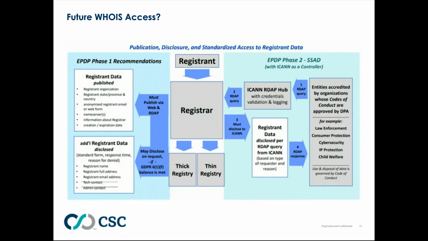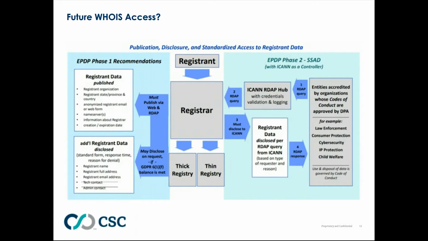So when we talk about this SSAD model, this standardized access and disclosure, what is the model that is being discussed? Well, I know we've shown this diagram before, and unfortunately it doesn't get any less confusing each time we put it up. But it is the best depiction that we have so far of what is being contemplated. The thought is that ICANN would be the controller of the data, and requests would come in through them, and then they would go through the ecosystem to get the data, and it would come back to be disclosed if all the requirements were met.